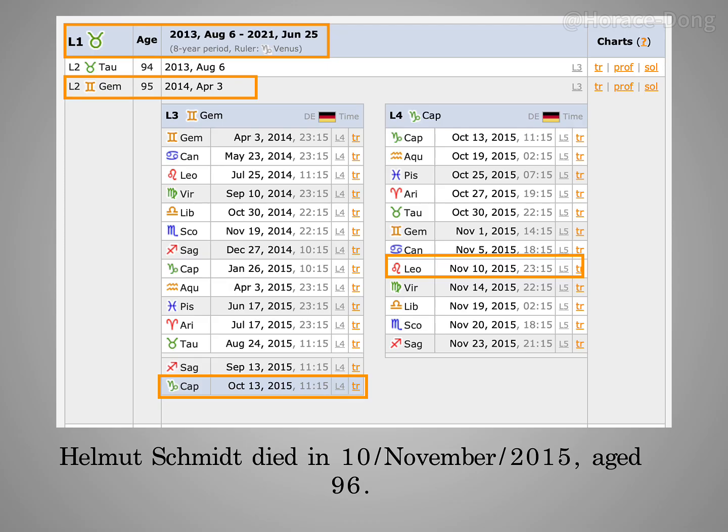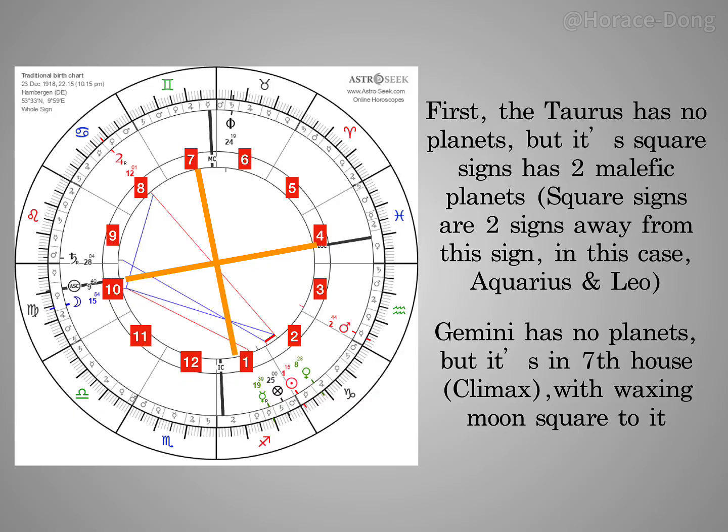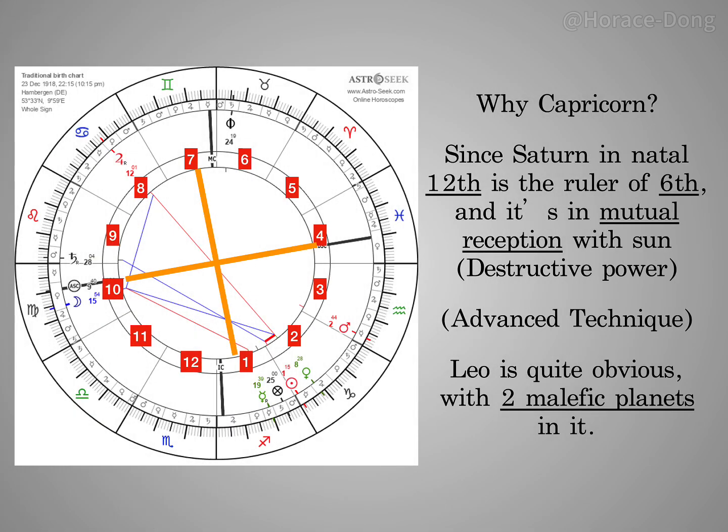Helmut Schmidt died on 10th November 2015, aged 96. First, Taurus has no planets, but its square signs have 2 malefic planets, in this case, Aquarius and Leo. Gemini has no planets, but is in the 7th house according to the lot of fortune, with the waxing Moon square to it. You might ask, why Capricorn? Isn't the in-sect Venus the most benefic planet in the chart, and the opposite sign also has Jupiter in it? Well, that is because Saturn in the natal 12th house is the ruler of the 6th house, and is in mutual reception with the Sun, which means destructive power. This is a higher level technique. The combination of Saturn ruling the bad houses with Venus actually has bad results. However, Leo is quite obvious, with 2 malefic planets in it.